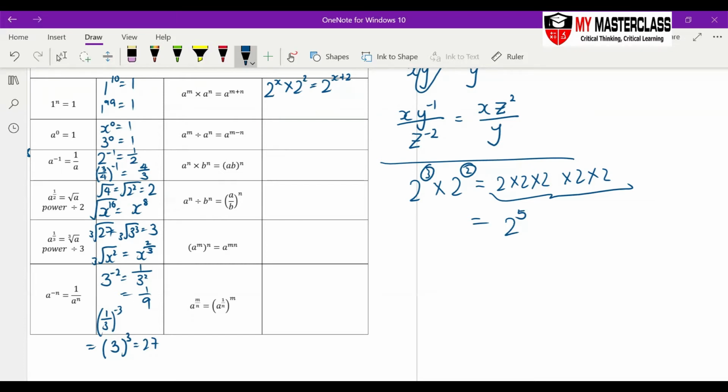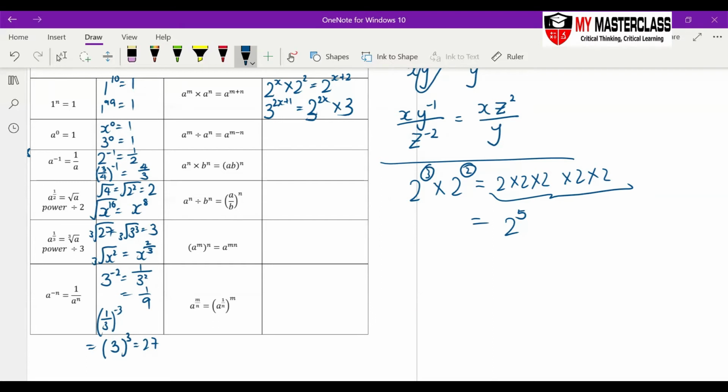Same for vice versa. Sometimes you'll see a 3 to the power of 2x plus 1, and you can do the other way around. That means you can also say that this is 3 to the power of 2x times 3. You will need this to form indices equations sometimes.